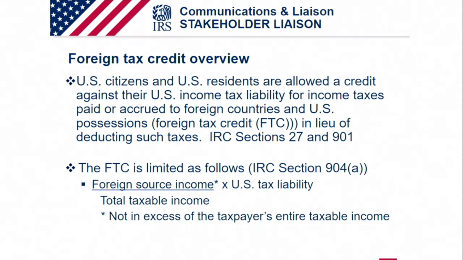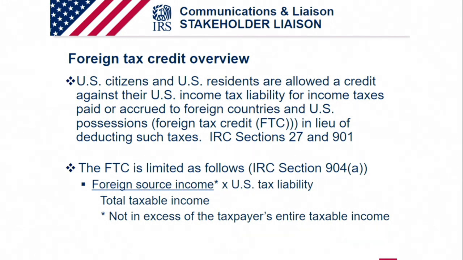Before we delve into the rules on interest expense apportionment, let's review some FTC limitations. U.S. citizens and U.S. residents are allowed a credit against their U.S. income tax liability for income taxes paid or accrued to foreign countries and U.S. possessions. In other words, that's the foreign tax credit, and that's in lieu of deducting such taxes. That's IRC Section 27 and IRC Section 901.